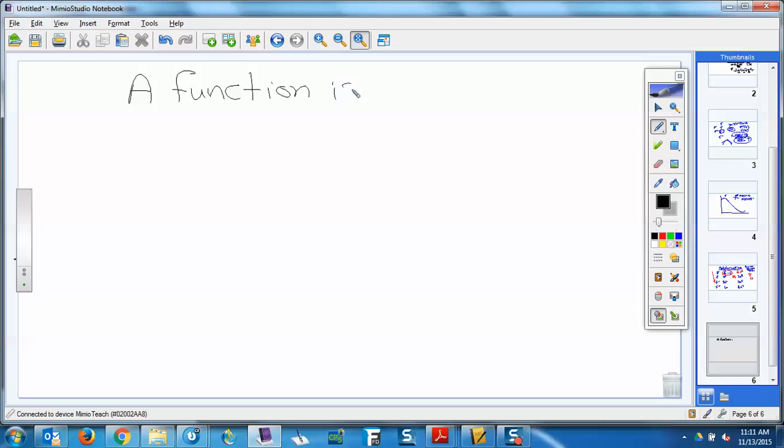So a function is continuous. That's not how you spell it. Missing a U, aren't I? A function is continuous at x equals a. So I'm going to do this a little different than where it talks about in the book. In the book, it talks about being discontinuous, which means not continuous. I'm going to talk about it in the positive, being continuous.